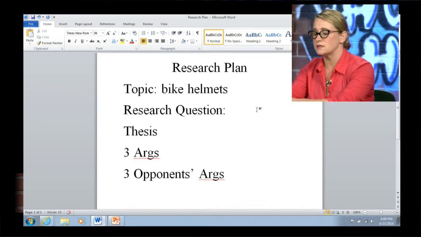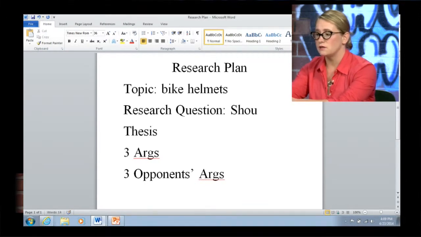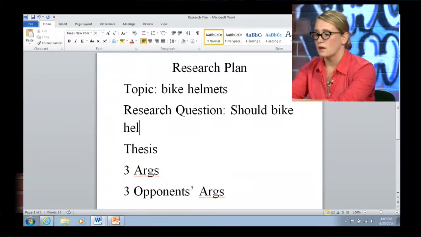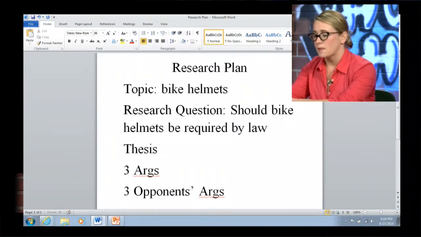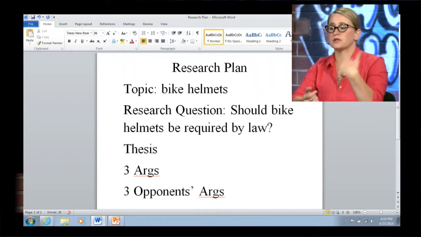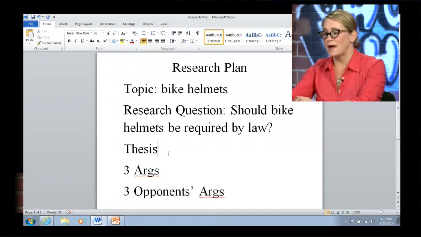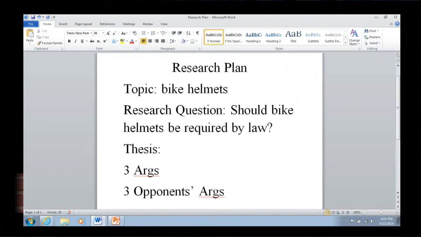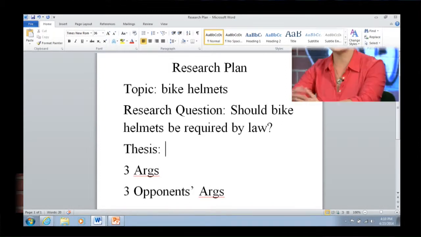So the research question would be something simple like, should bike helmets be required by law? So again, you're using this as your template to guide your writing. We've got the topic, we've got the research question. Now the thesis is simply a response to the above research question. And it can't be yes or no, okay? You don't ever want to respond to anything in writing with a simple yes or no, because you're making assumptions about what your reader already knows. Do they already know the research question? In this case, they wouldn't.